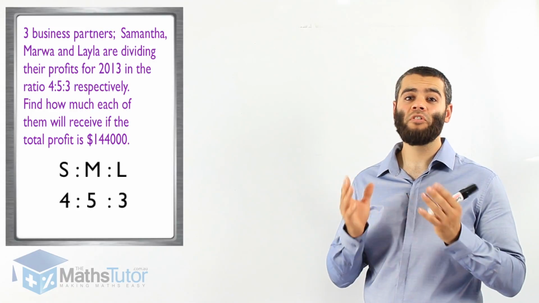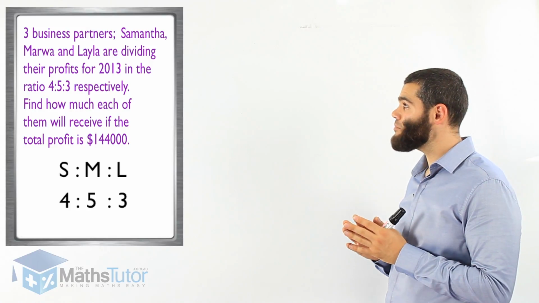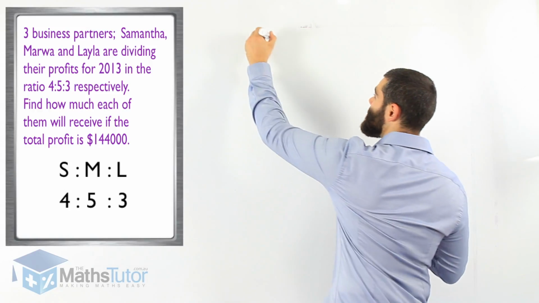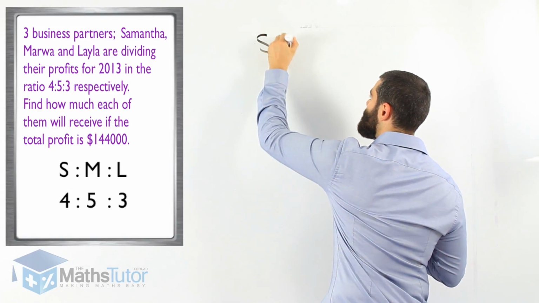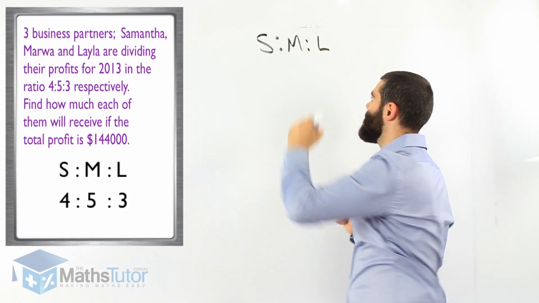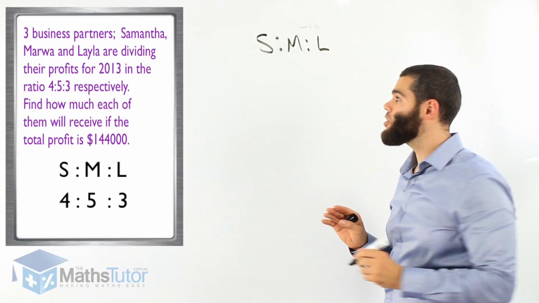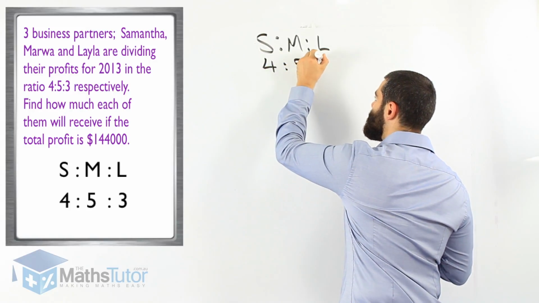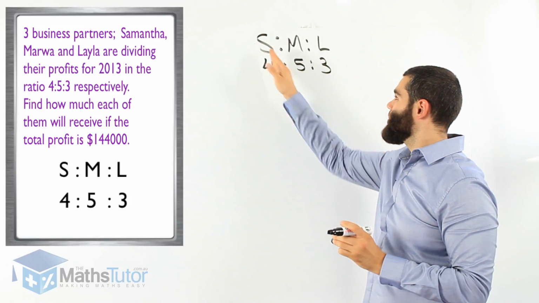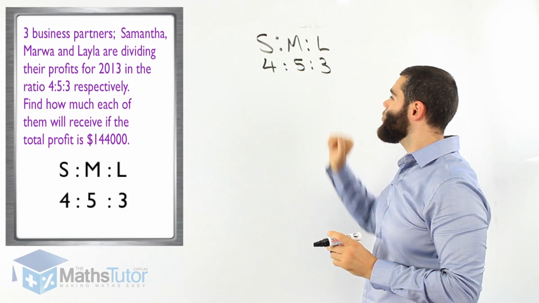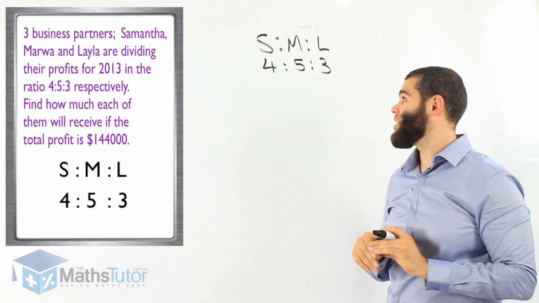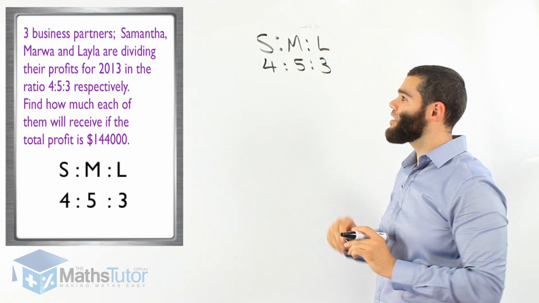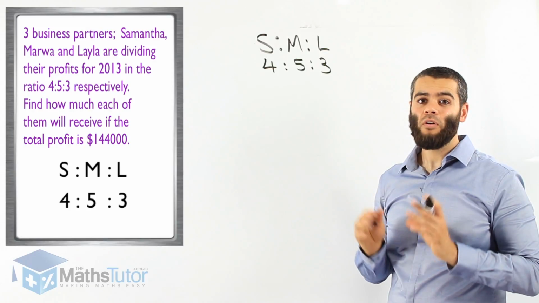Now, what do we mean by the word respectively? Meaning that the names are Samantha, Marwa, Layla, in that order, and it's going to be split in the ratio 4 to 5 to 3. So the same way that the names were mentioned, the ratio will be the same way. That's what we mean by the word respectively. So here, Samantha is going to get 4 parts, Marwa is going to get 5 parts, and Layla is going to get 3 parts. Now, let's work it out.